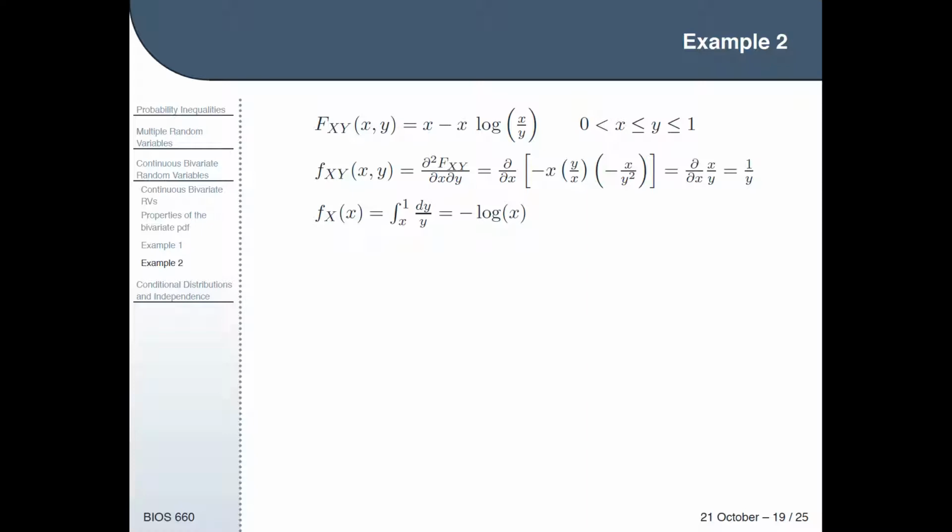The fact that I got something that looks relatively nice reassured me that I did this correctly. Now, if you want to find the marginals, this time the joint PDF isn't equal to 1 everywhere, it's equal to 1 over y.